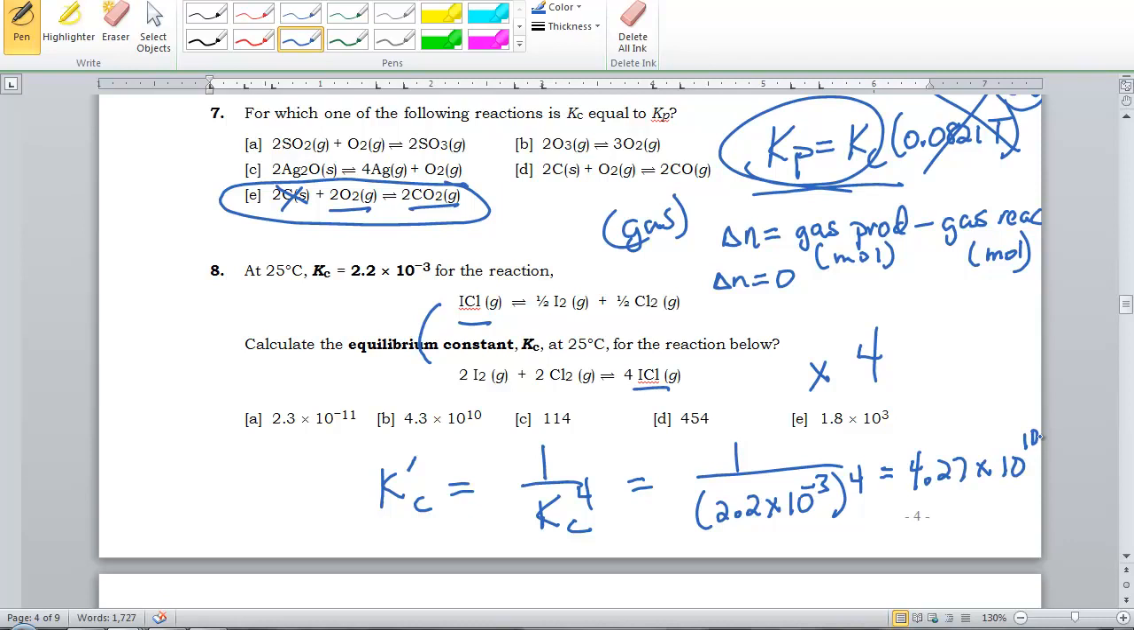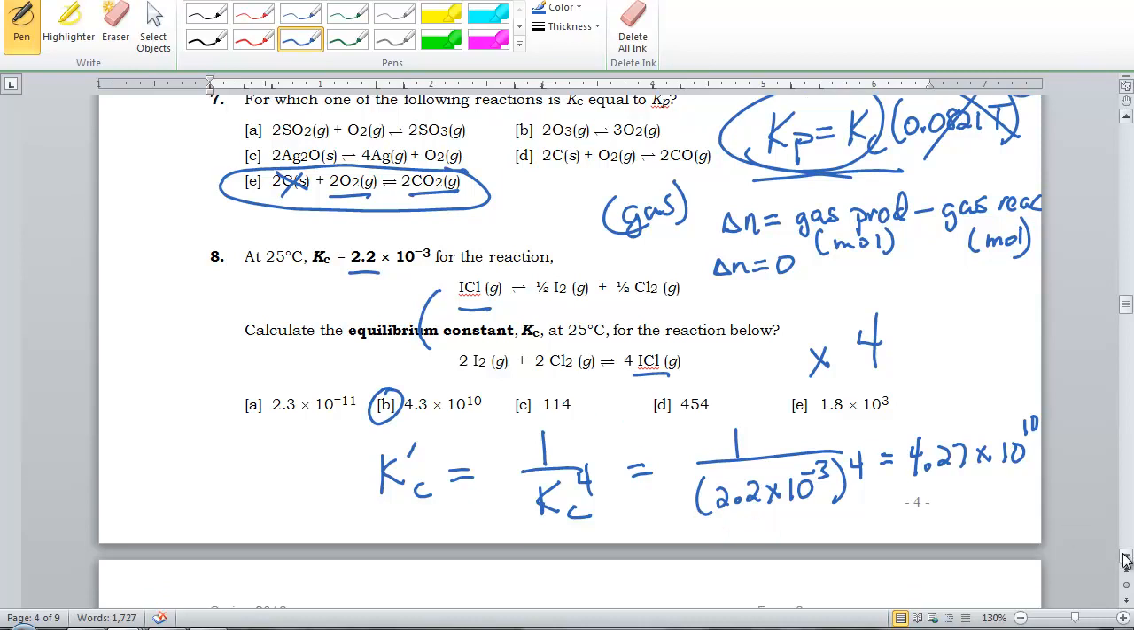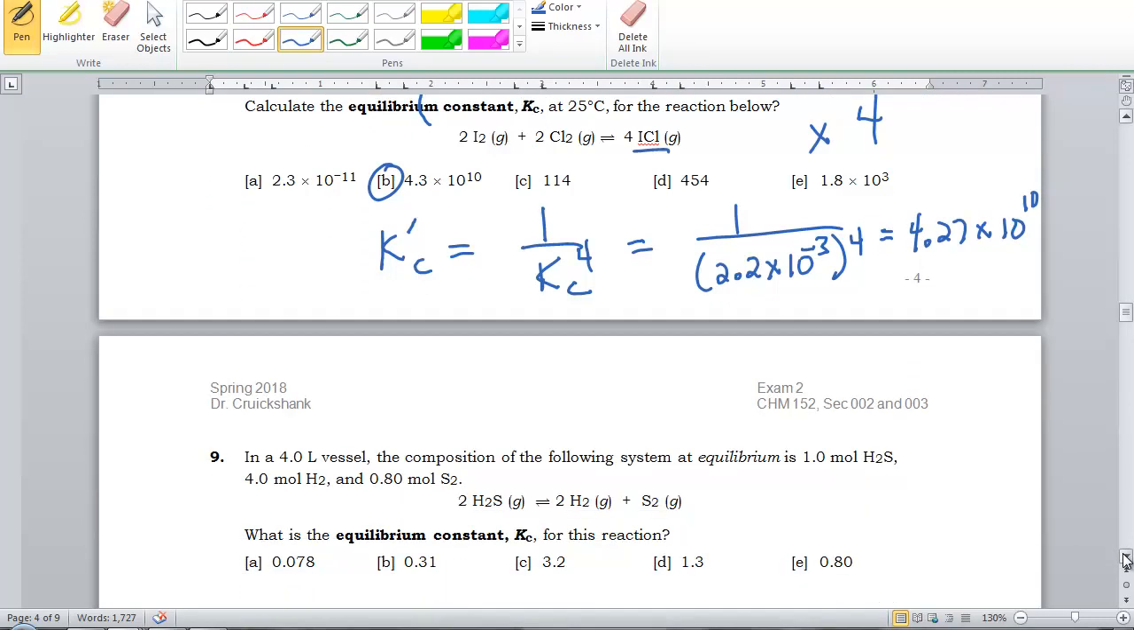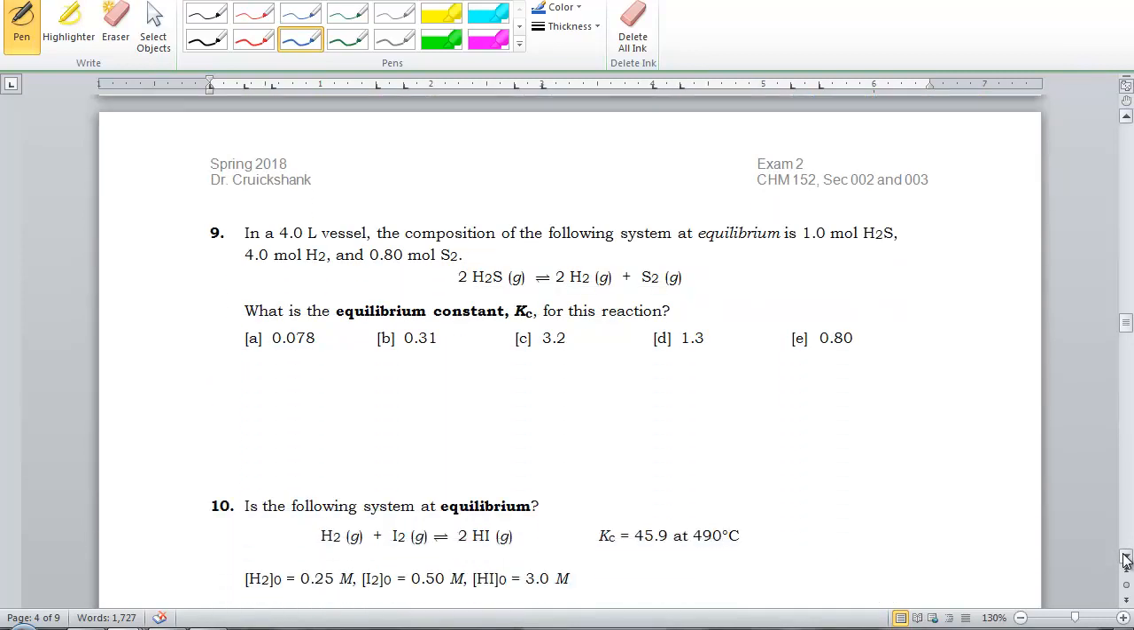.27 times 10 to the 10th. We only had 2 sig figs, so to 2 sig figs, 4.3 times 10 to the 10th. All right, so make sure you know how the equilibrium constant changes when manipulating a reaction.